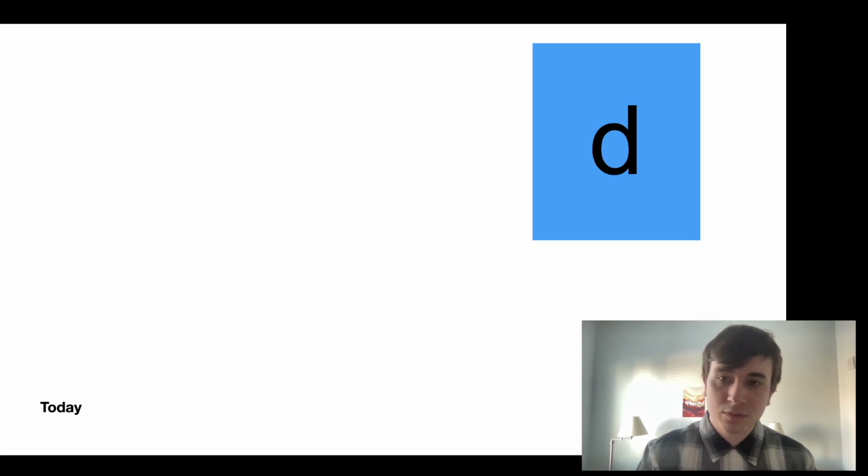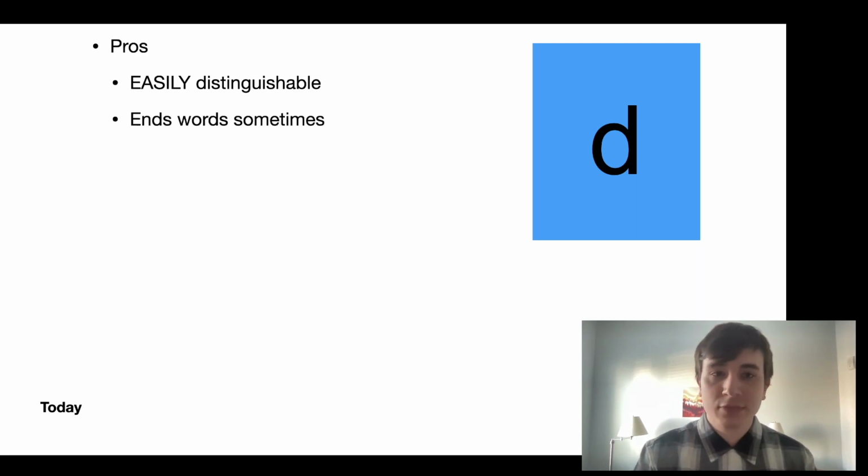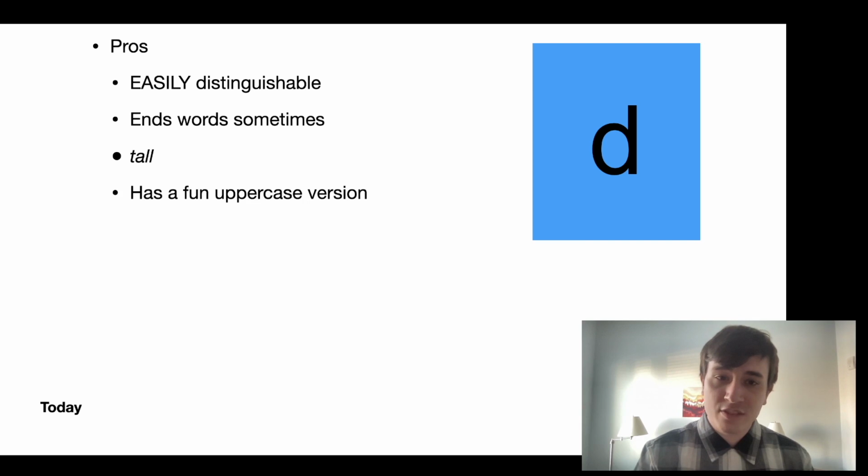Here's D, which, yeah, I told you guys we would get to this one. Here it is. Pros: easily distinguishable. One of the most unique. It ends words sometimes, which is a good trait to have in a letter. It's tall, which is a good thing. I think that some of the shorter ones are not as good. It has a fun uppercase version, which, sorry for those of you who don't know, I don't have a sample to share with you right now, but it's just bigger.